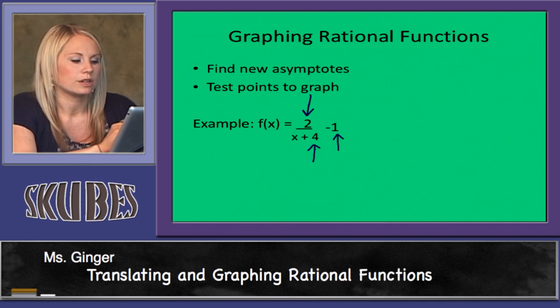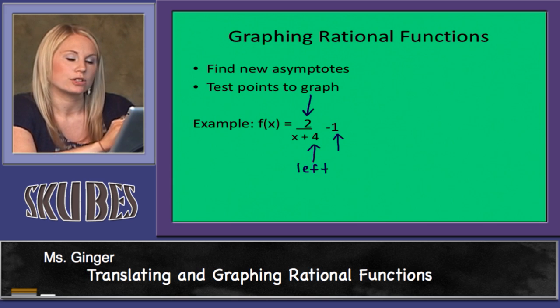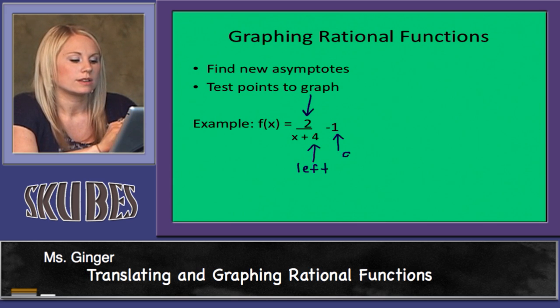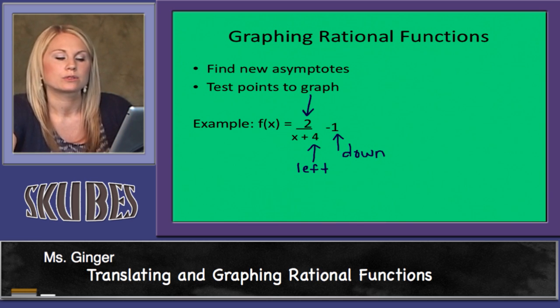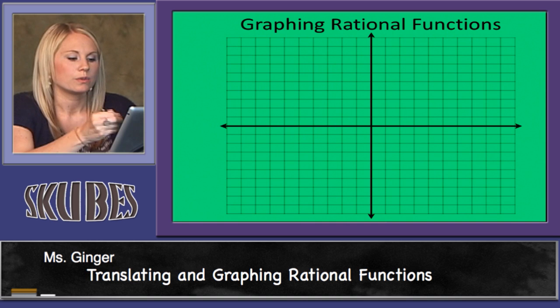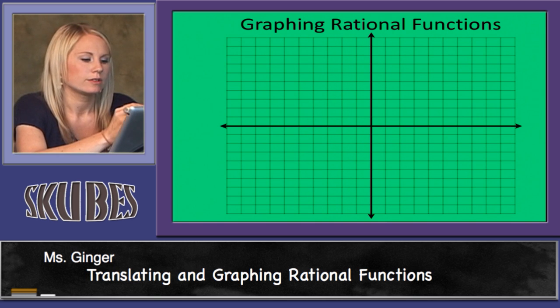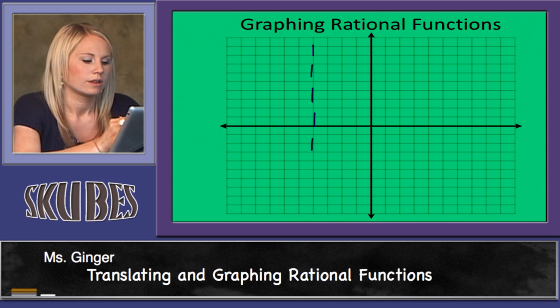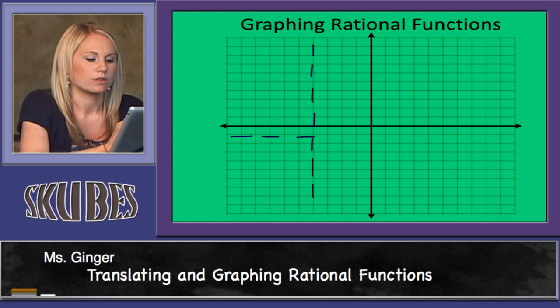So I can see we have 2 here. So when we go graph this picture in just a second, we're going to keep in mind that the parent graph has moved 4 units left. That 4 is inside the operation with x, and 1 unit down. So 4 left, 1 down are our new asymptotes. So when we take a look at the graph, we're going to draw those in first. So 4 left, there, and 1 unit down. I'm going to draw those in.